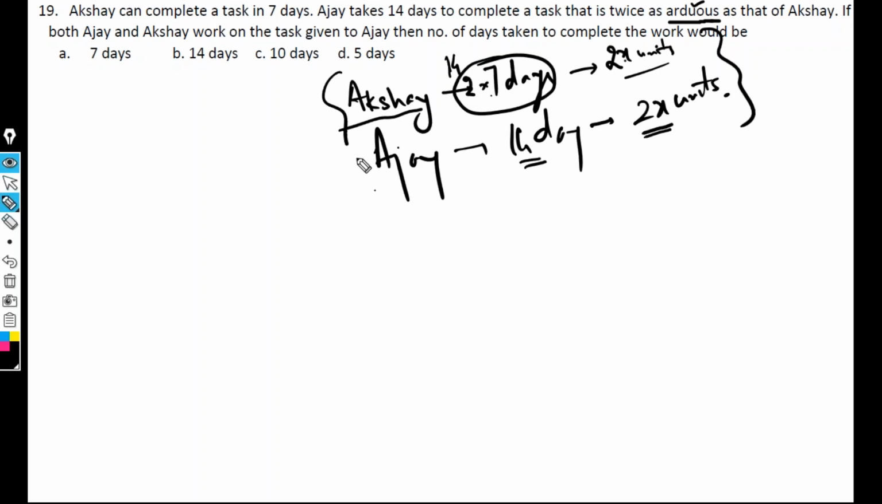So the question says if both Ajay and Akshay work on the task given to Ajay, then the number of days taken to complete the work would be? If both are taking 14 days each to complete the task, then the time taken by them together to complete the task will be 14 by 2, which is 7 days. Is it clear, everyone? Any doubt in this? Tell me.